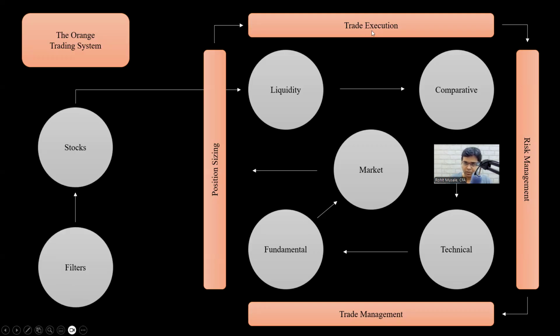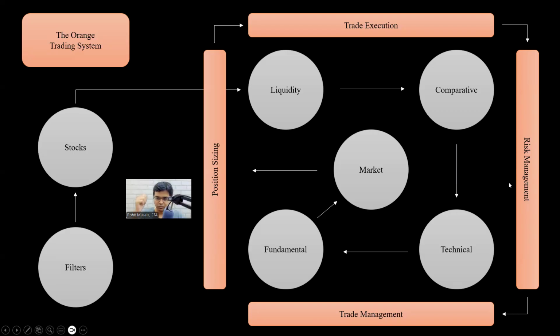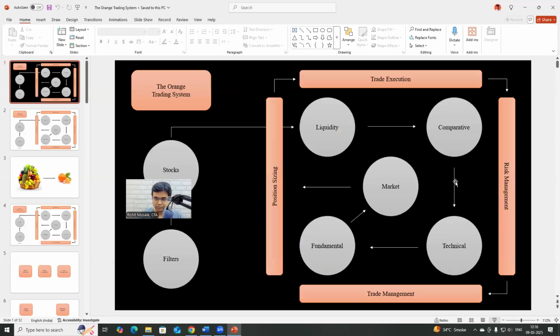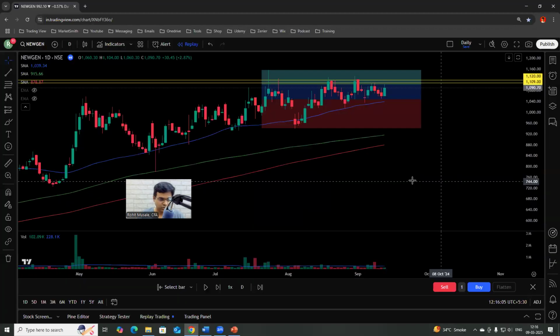Yesterday, I spoke about trade execution. After trade execution comes risk management. Risk management is what? Stop loss and position size management, correct? So after trade execution comes stop loss placement. So today's video is about this risk management. Going back to the chart. Let's go back to our chart.